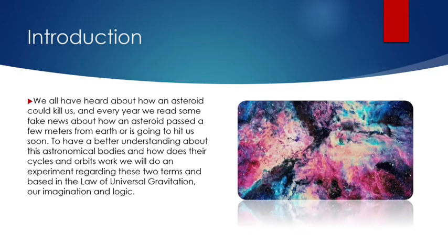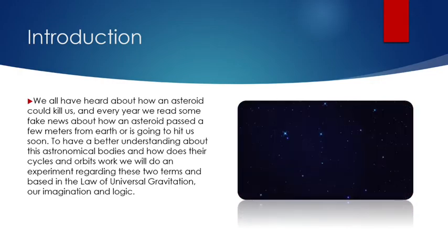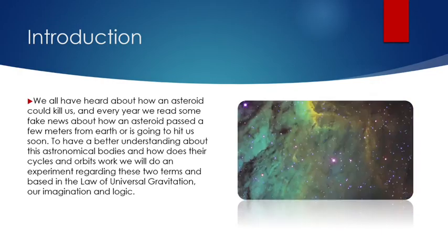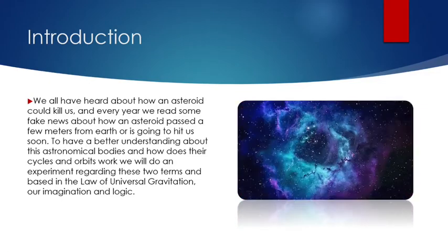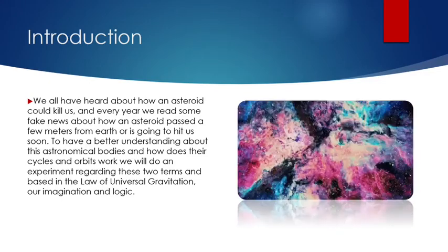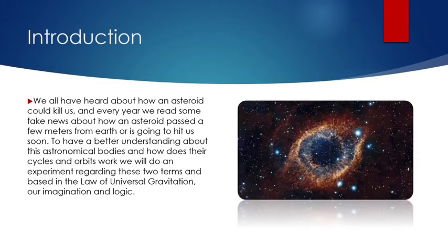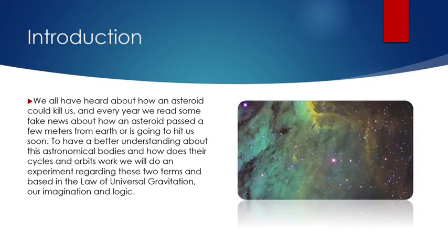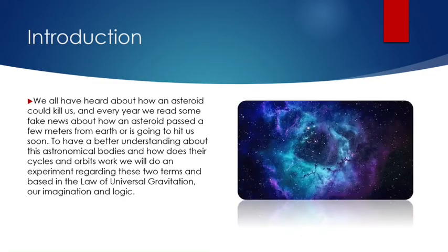To have a better understanding about these astronomical bodies and how their cycles and orbits work, we will do an experiment regarding these two terms, and based on the law of universal gravitation and our imagination and logic, we will understand this by doing an experiment and analyzing their orbits and cycles around the Sun.